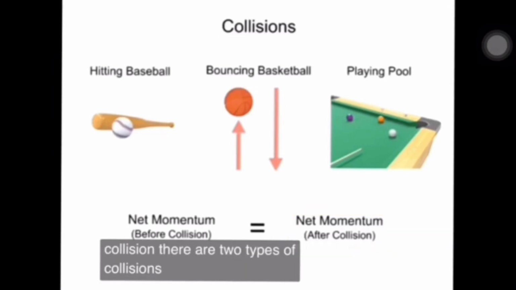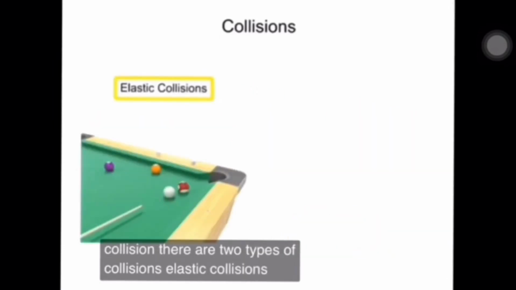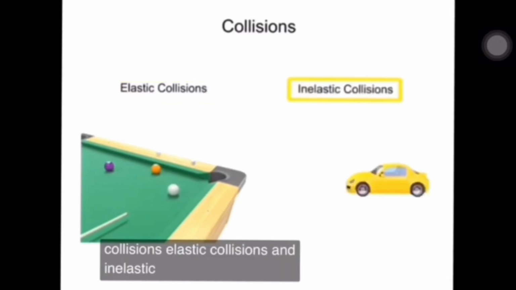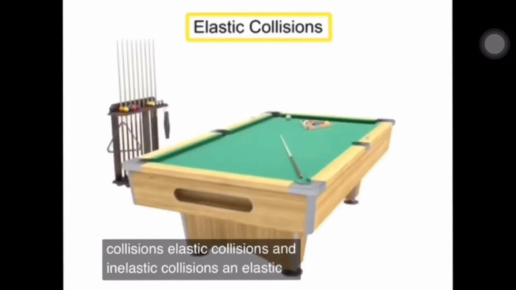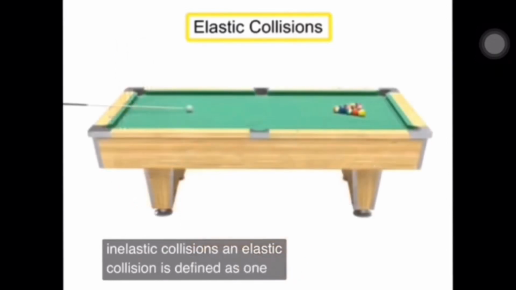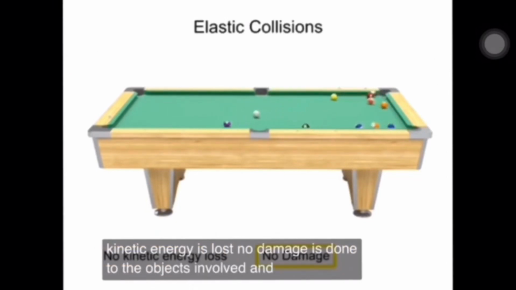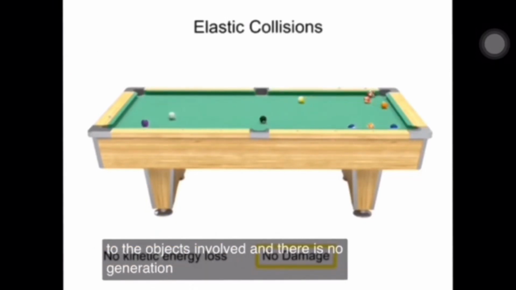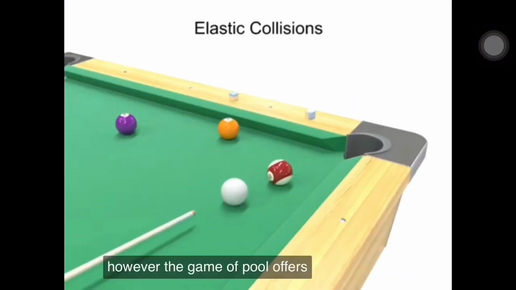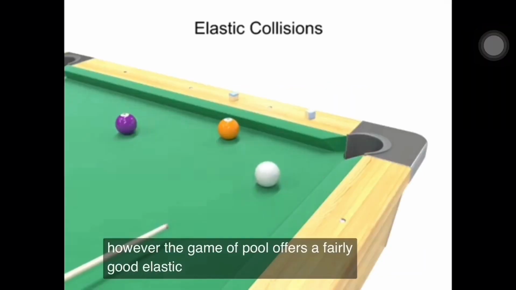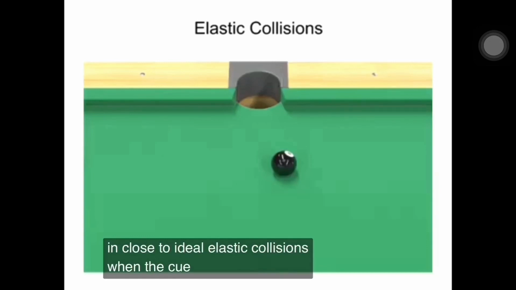There are two types of collisions: elastic collisions and inelastic collisions. An elastic collision is defined as one in which no kinetic energy is lost, no damage is done to the objects involved, and there is no generation of heat. However, the game of pool offers a fairly good elastic representation.